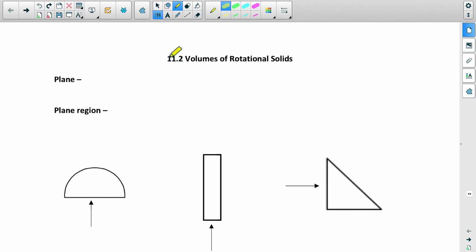Okay, we're going to do 11.2 volumes of rotational solids. We're actually going to do this over three days.